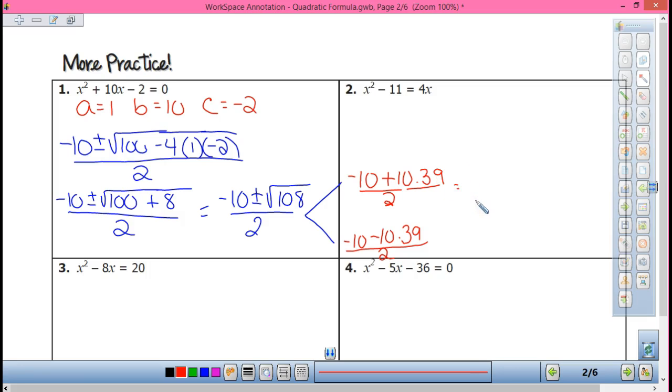Okay, so on top, -10 plus 10.39, .39 divided by 2 is what? 1/6. Okay, on the bottom, -10 minus 10.39, -20.39 divided by 2 gives me -10.16.